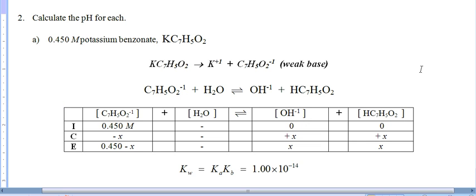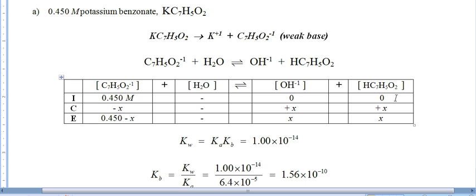Now, one thing I want you to recognize or ask yourself is, how does this cause the solution to become more basic? Well, the benzoate ion actually reacts with water, and it will rip a hydrogen off of the water and place it on the benzoate ion to make benzoic acid. Also, as a result of the ripping off of the hydrogen from the water, you're going to be left with OH, or hydroxide ions. And anytime that we have hydroxide ions present in a solution, we would expect the pH to be above 7, or a basic solution.